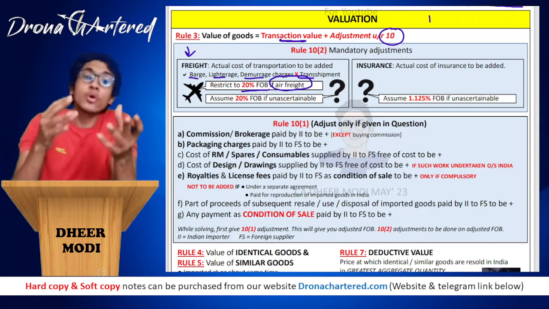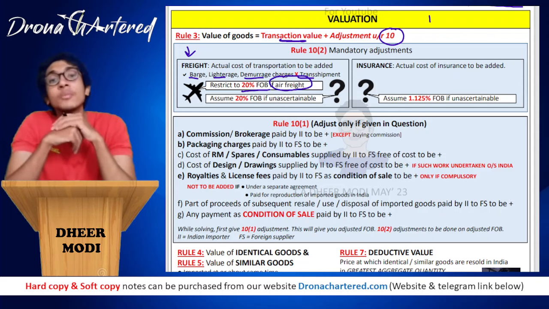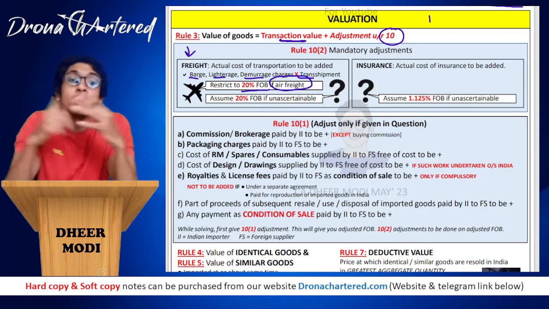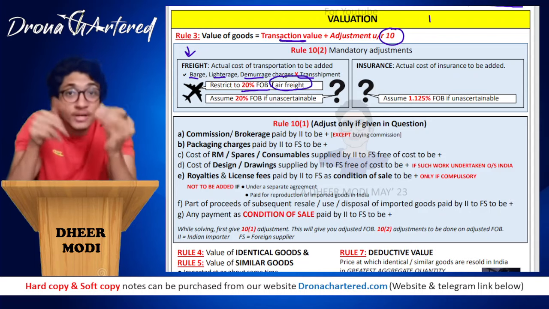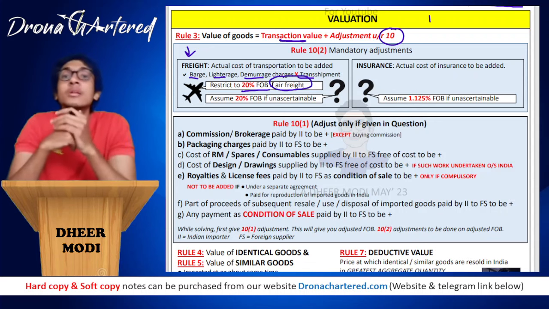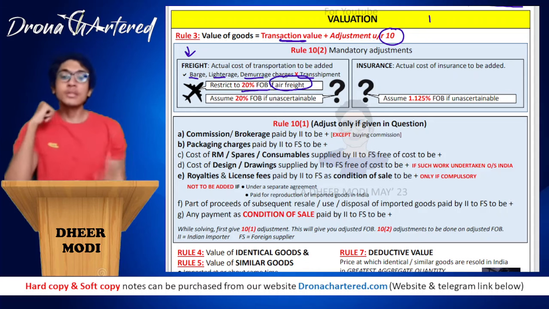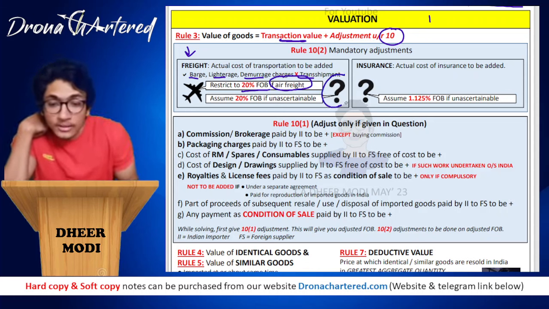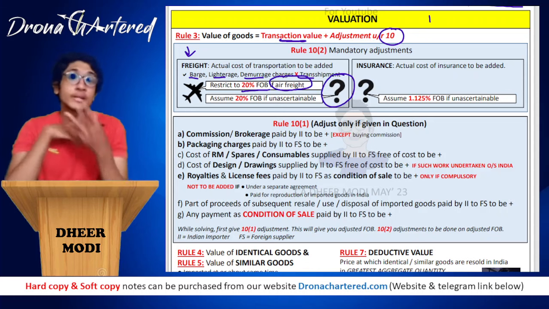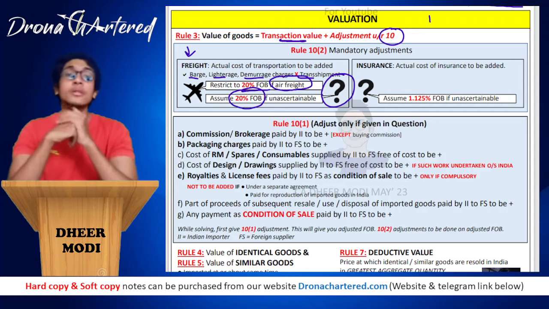Okay, sir, but you told us that these adjustments are mandatory. What if they have not given us any information in the question? If they have not given you any information in the question, or if they have told you that freight charges are unascertainable, that means it is not easy to find them, we are not able to ascertain them, in such a case you will assume 20% of FOB.